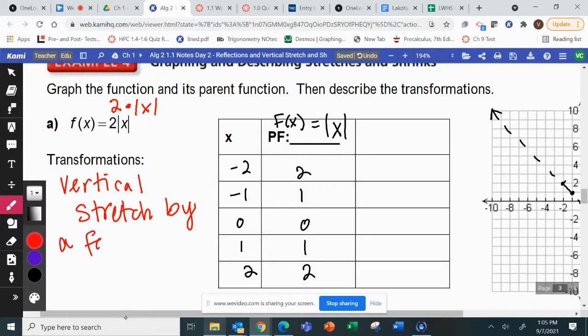by a factor of 2. By a factor of 2 means I am multiplying by 2. But it's fancy because it's math and we got new vocabulary. I am multiplying by 2, by a factor of 2. So what I do in my table, because this is a vertical stretch, I go to the y side and I multiply all of my y values by 2. So instead of 2, I now have 4. 2, 0, 2, 4.